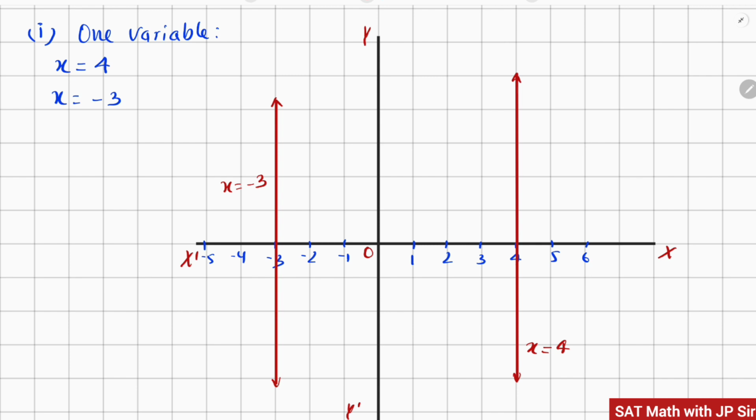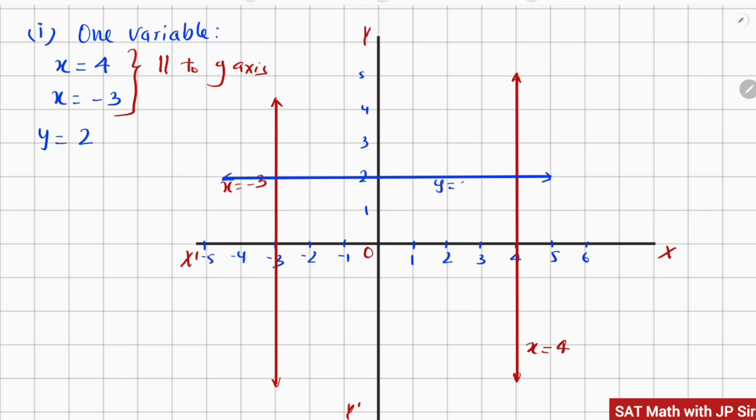In one variable, when we have x equals to something, it is parallel to the y-axis. When we have y equals to something, for example, y equals to 2, how to draw this? So 1, 2, 3, 4, 5, y equals to 2 should be this. This is y equals to 2.